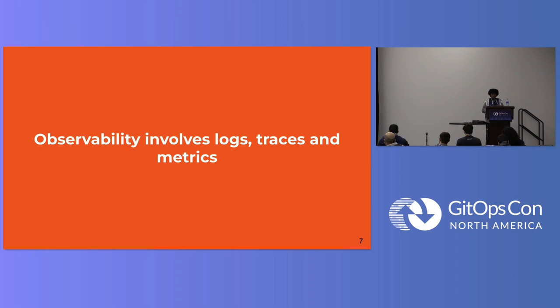Observability involves logs, traces, metrics. Because Flux applies things for you, you need to know if something's wrong, or if it was able to manage things successfully. So it strives to provide these things for you so that you have insight into what it's doing on the cluster.